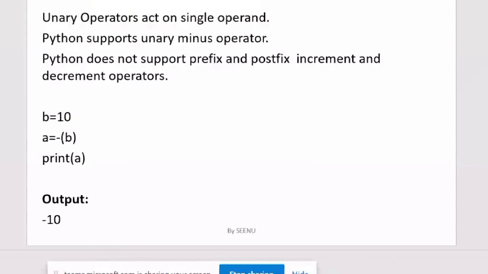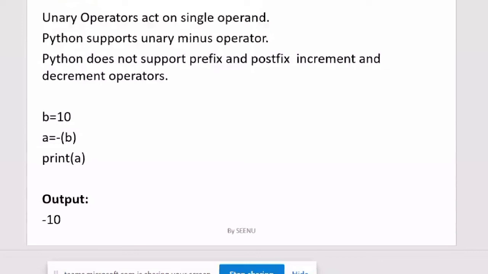Yes, sir. We don't have this thing, right? What is that? We don't have pre-increment, post-increment, or decrements like plus plus, minus minus.